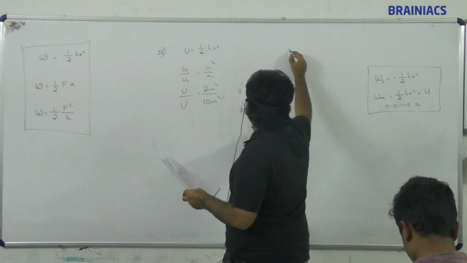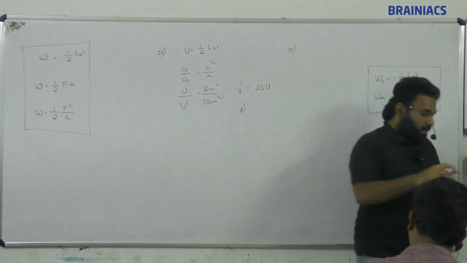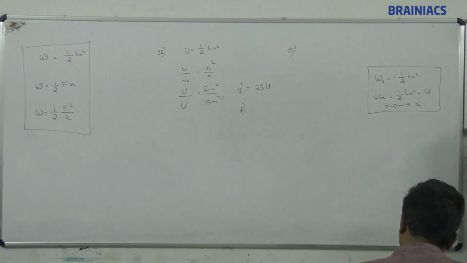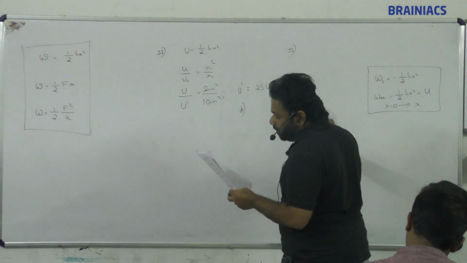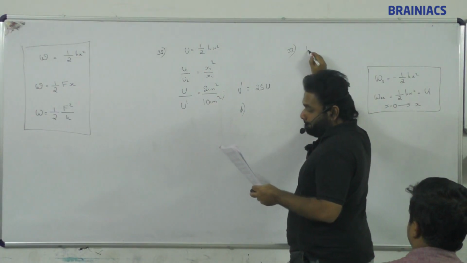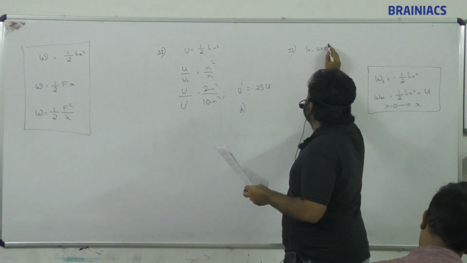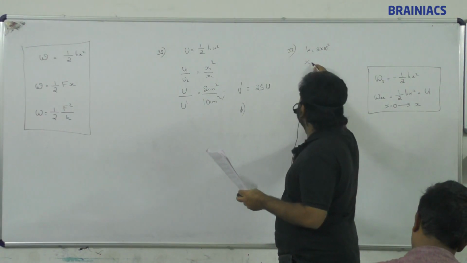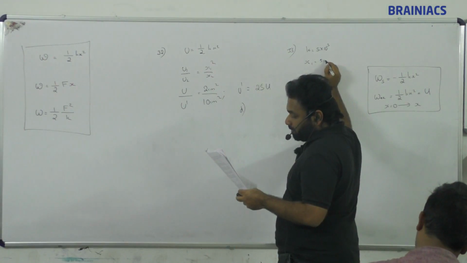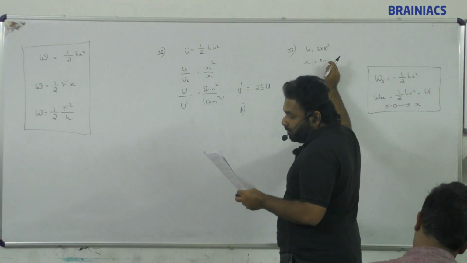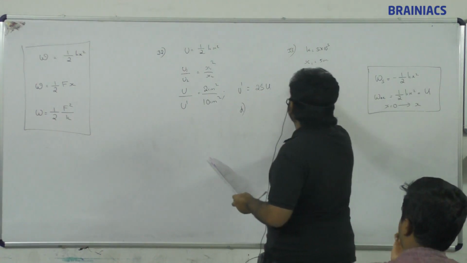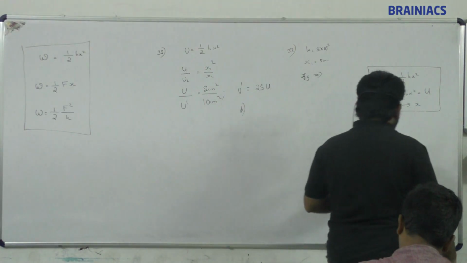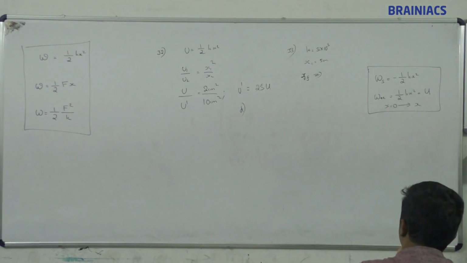D. Okay, come to question number 33. A spring of spring constant 5 into 10 raised to 3 is stretched initially by 5 centimeter, X1 is equal to 5 centimeter, from an unstretched position. The work required to stretch it further 5 centimeter. So again, it is stretching further to X final. Correct?